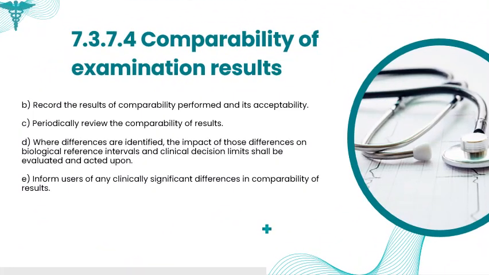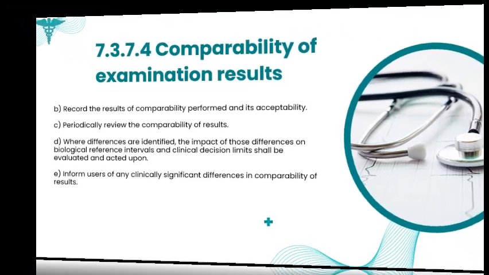The laboratory shall record the results of comparability studies performed and assess their acceptability. The laboratory shall conduct periodic reviews of comparability of results. Where differences are identified, the laboratory shall evaluate the impact of those differences on biological reference intervals and clinical decision limits, and take appropriate action. The laboratory shall inform users of any clinically significant differences observed in comparability of results.